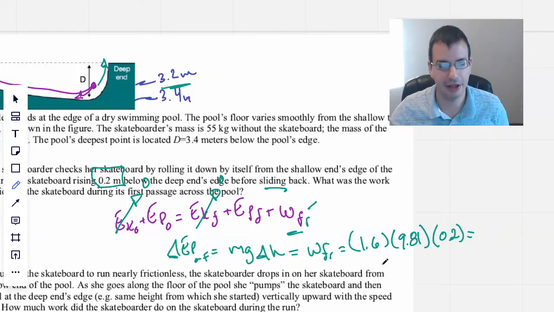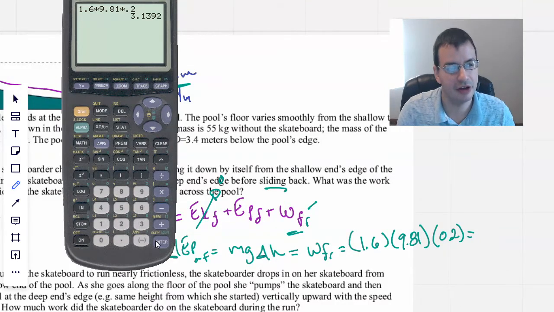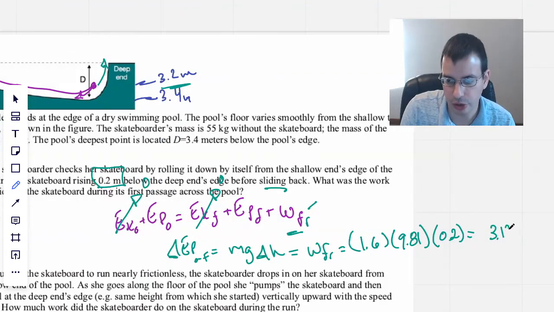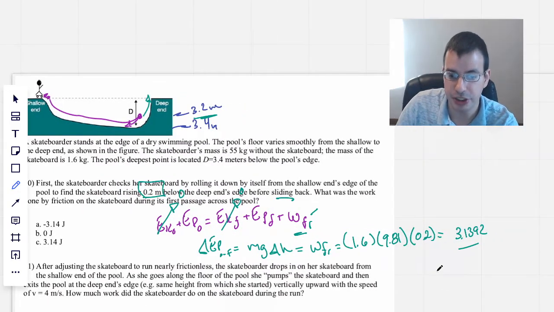So go to the calculator. 1.6 times 9.81 times 0.2. I guess I could divide by 5. We have 3.1392. Is that even a possible answer? Yep, 3.14. Okay, so this is work friction.